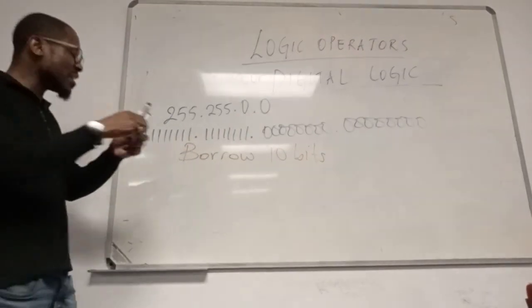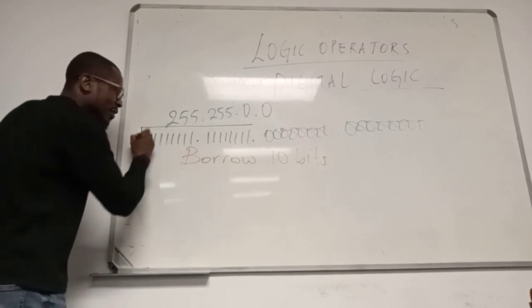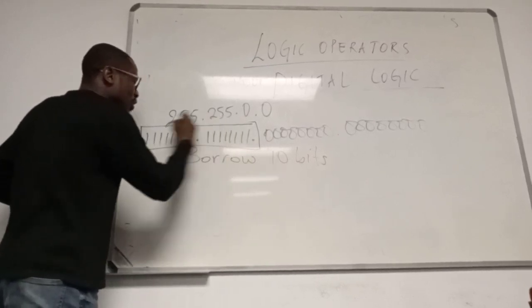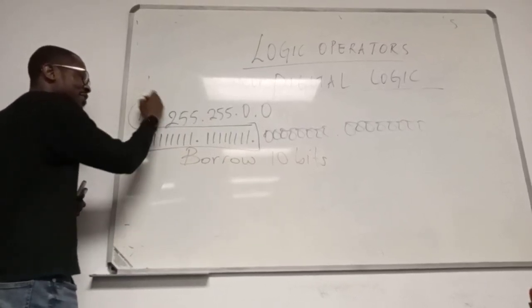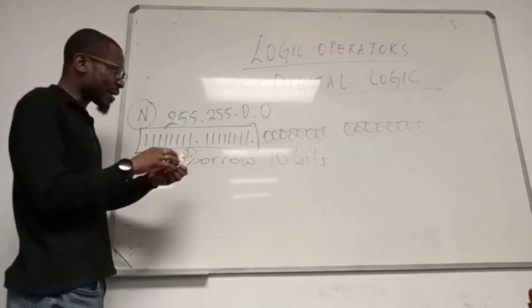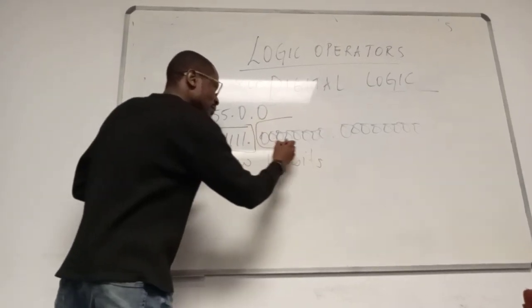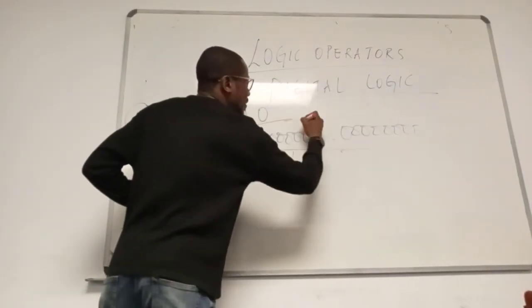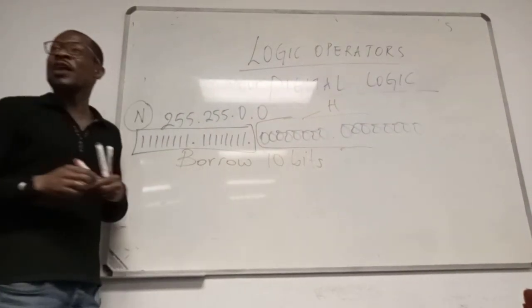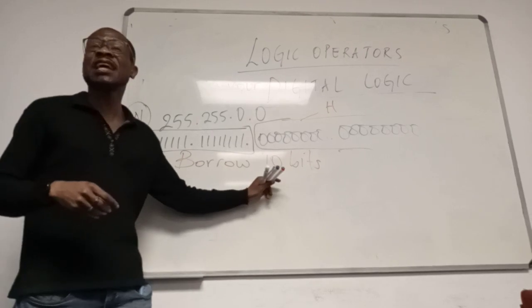But this one, it's your network part. You cannot touch the ones, it's your network part. You must start from where? From here. This is your host part. So when we are talking about borrowing bits, we're going to borrow those 10 from where?